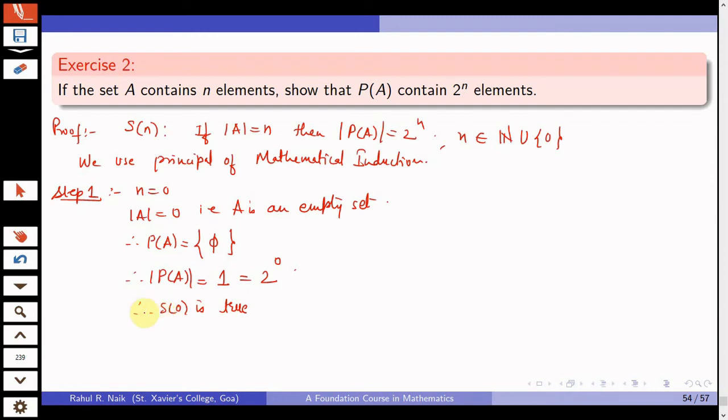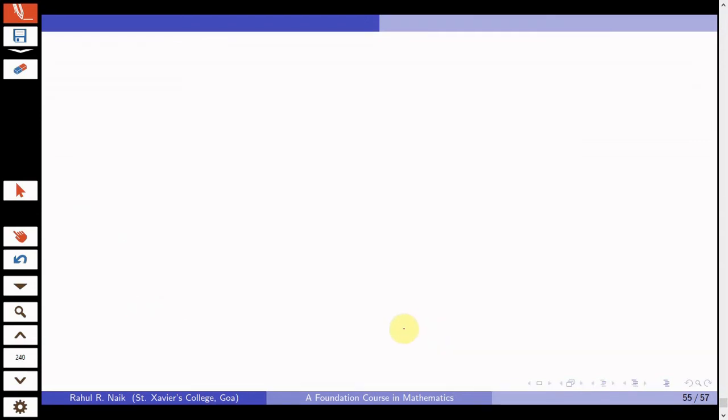If you want, you can also go for n equal to 1 and show that this is true, but I would skip that step, and I will go for step 2. So, step 2, we assume that the result is true for some k lying under the set of natural numbers union 0, the whole numbers. So, assume S of k is true for any k in the set.